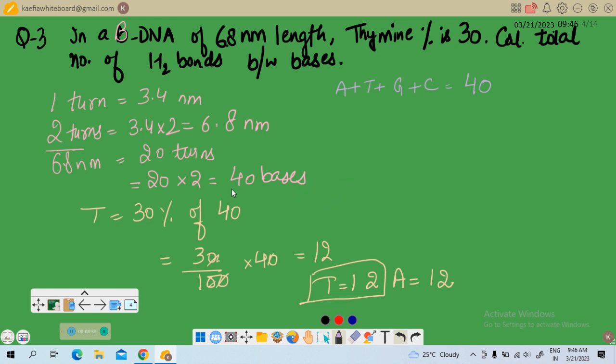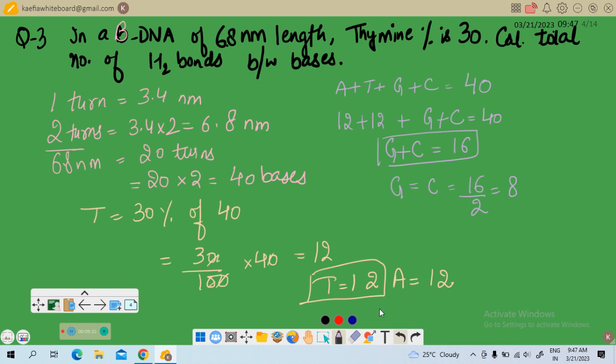Because here total we are having 40 bases. So now A plus T, A is 12, T is 12, G plus C is equal to 40. Now 12 and 12 is 24, so 40 minus 24 will be 16. So G is equal to C, so it will be 16 over 2, that is 8.